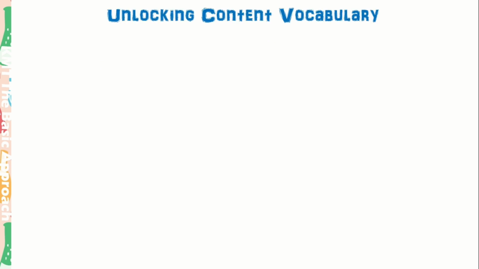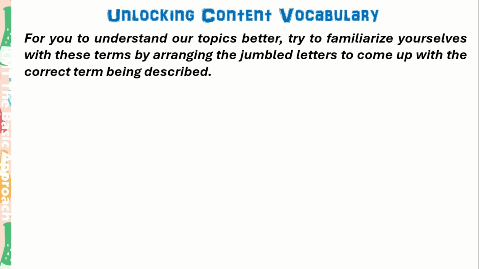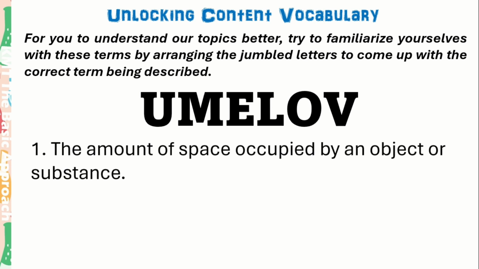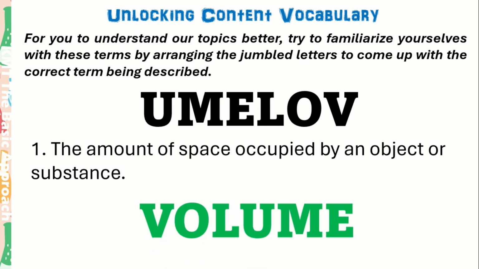Unlocking content area vocabulary. For you to understand our topics better, try to familiarize yourselves with these terms by arranging the jumbled letters to come up with the correct term being described. Number 1. The amount of space occupied by an object or substance. What is the correct answer? Very good! The correct answer is volume.